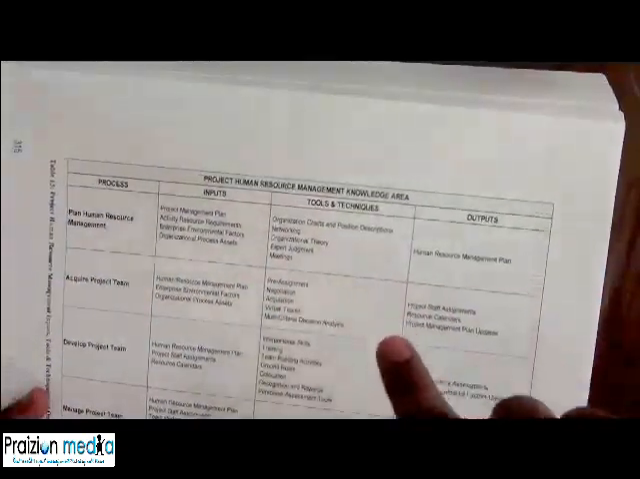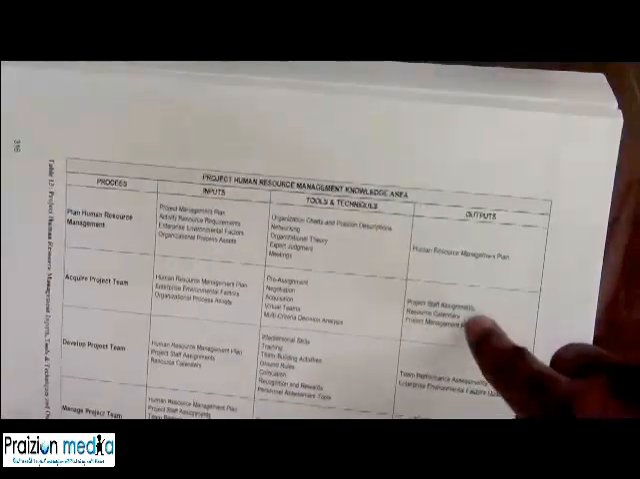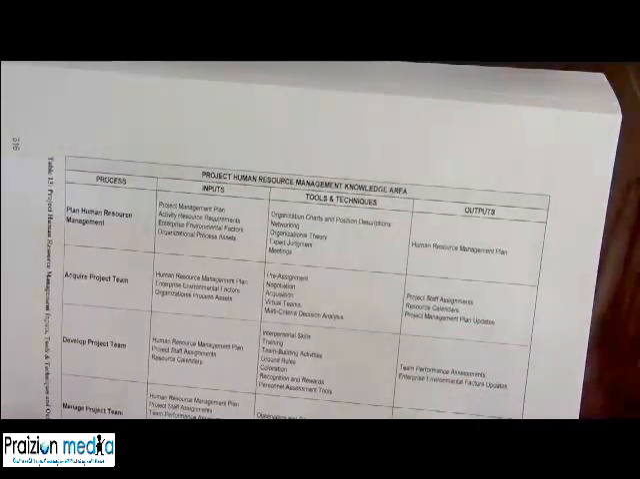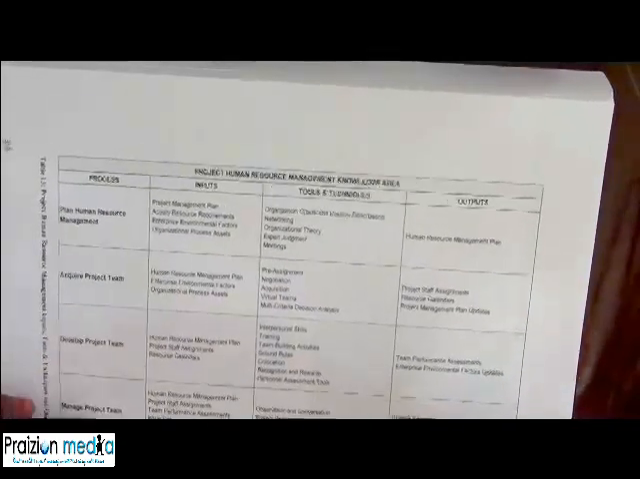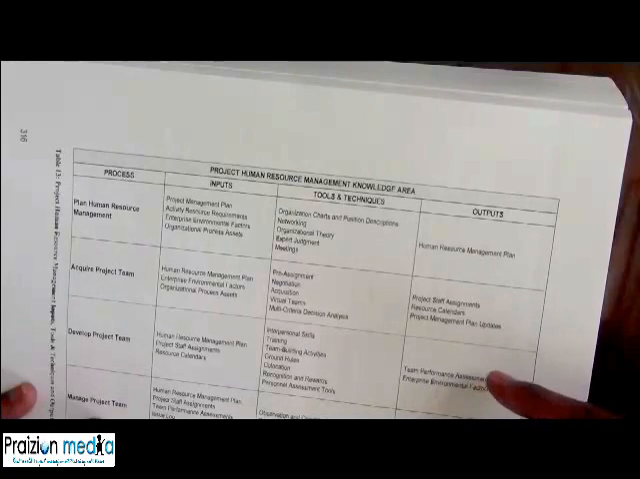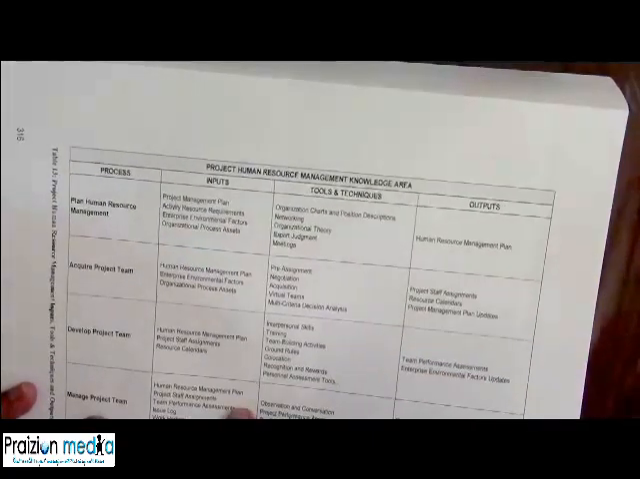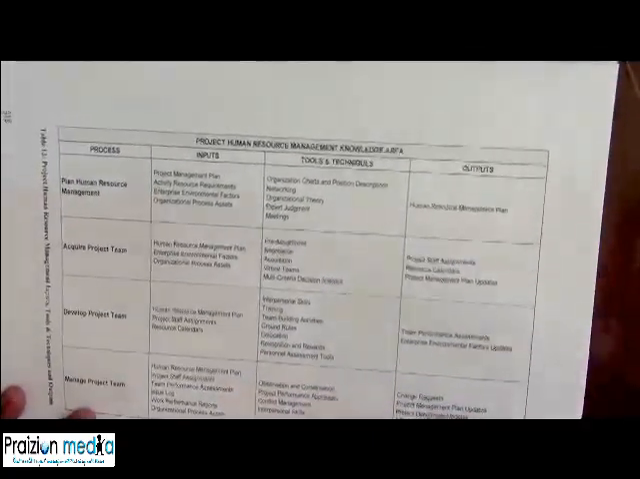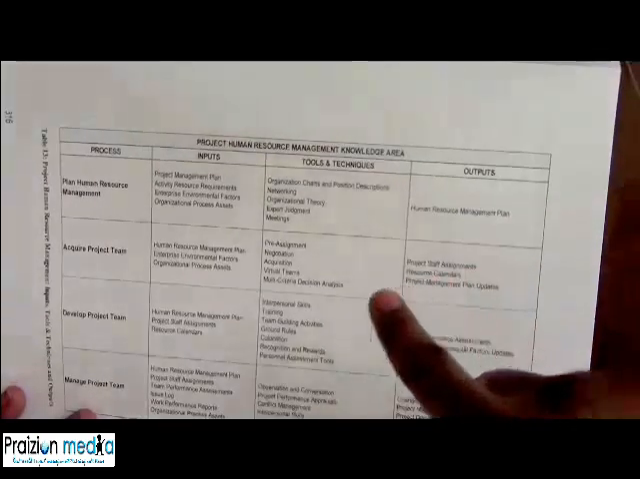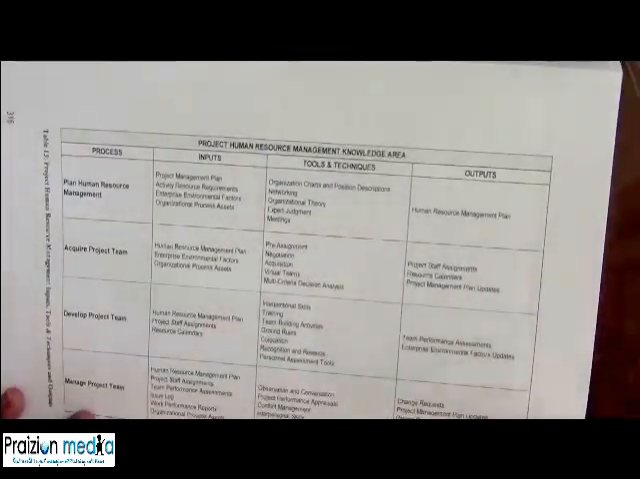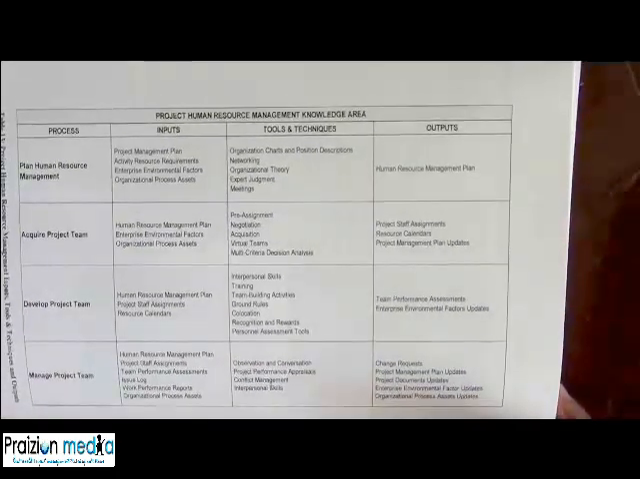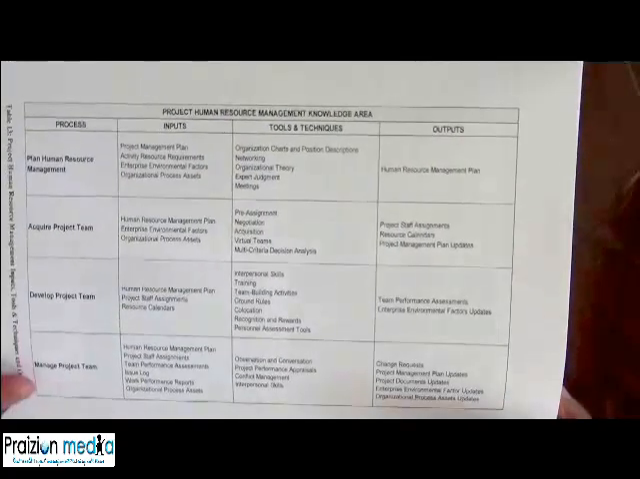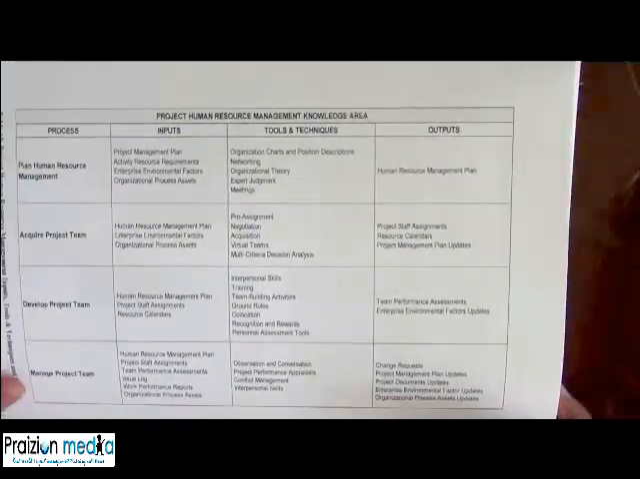Right here, acquire, develop, and manage. I would advise you to go through the list like that. You can see change request comes up in manage project team, but you can also see team performance assessments comes from here, goes in here. You see, project staff assignments comes from here, goes in here. So you really need to break it down by looking at these under the microscope, taking your sheets, making your notes, and really brainstorming to find out what exactly is happening here.